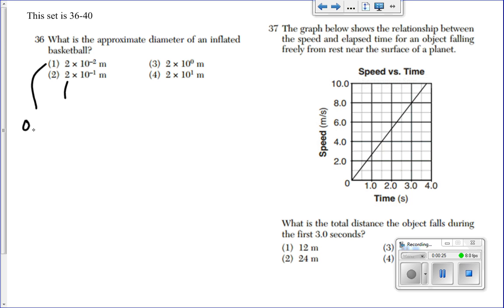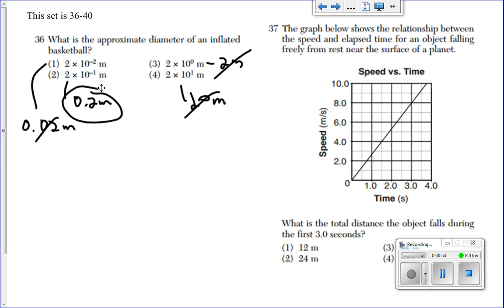Number one is 0.02 meters. This is 0.2 meters. This is 2 meters. And this is 20 meters. A meter is about 3 feet, so you are definitely not this. You are definitely not 2 meters. 0.02 meters is 2 centimeters, that's about the width of 2 of your fingers. That's not right. So you're definitely looking at this, which is about a basketball right here.